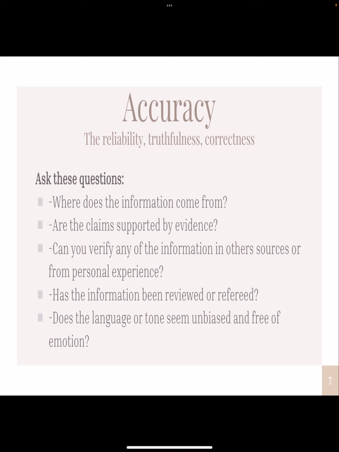Accuracy is about reliability, truthfulness, correctness. Is there information supporting the evidence? Are the claims supported by the evidence? Are there other sources which can help confirm the accuracy? Has it been reviewed or refereed? This is particularly important for a scholarly article, and again, the library modules are going to help explain that. And does the language or tone seem unbiased or free of emotion, right? This is something that you're especially going to want to strive for, right, to attempt with your researched argument.